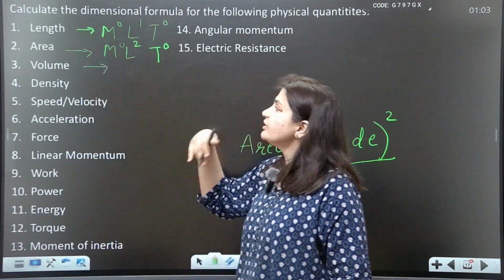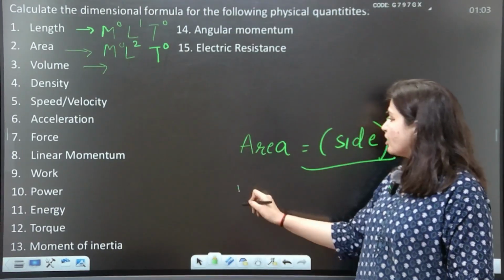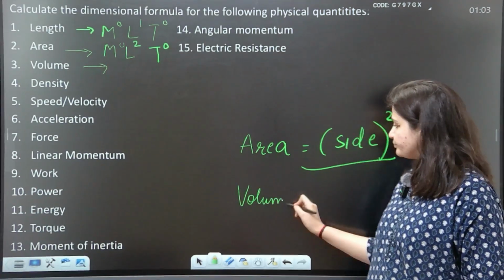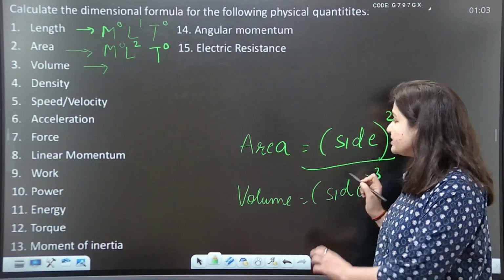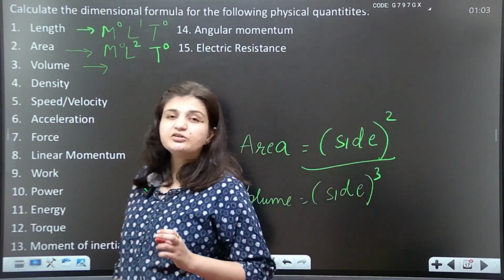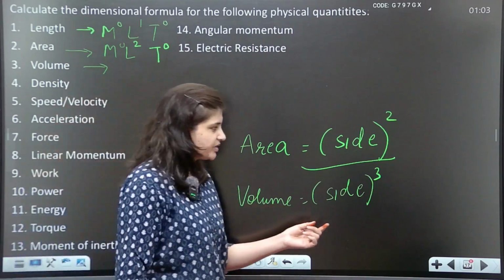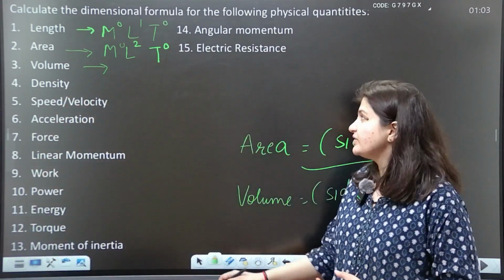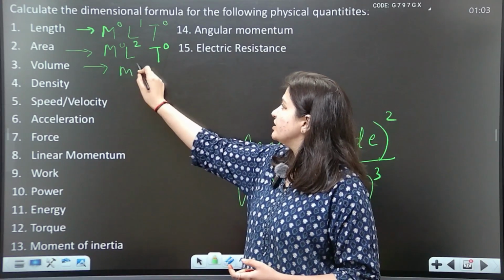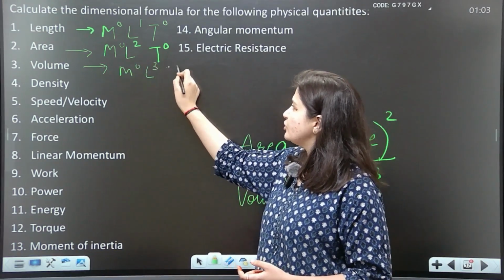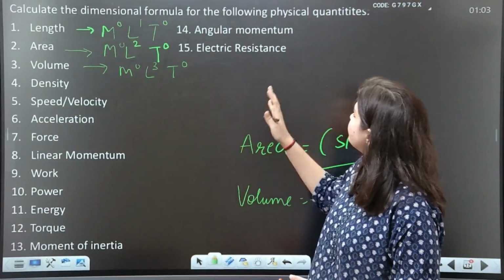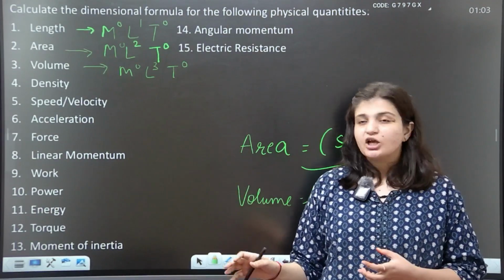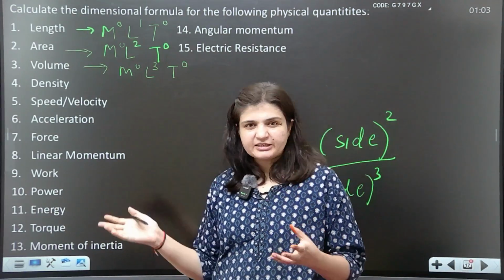If we talk about volume, volume is side cube. How is it dependent on the length? It is dependent on the length to the power L cube. So we have M to the power 0, L cube and T to the power 0. This is how we can find the dimensions of each of these terms.